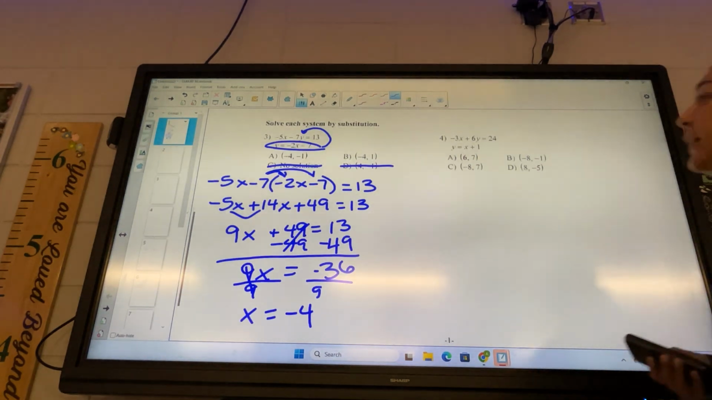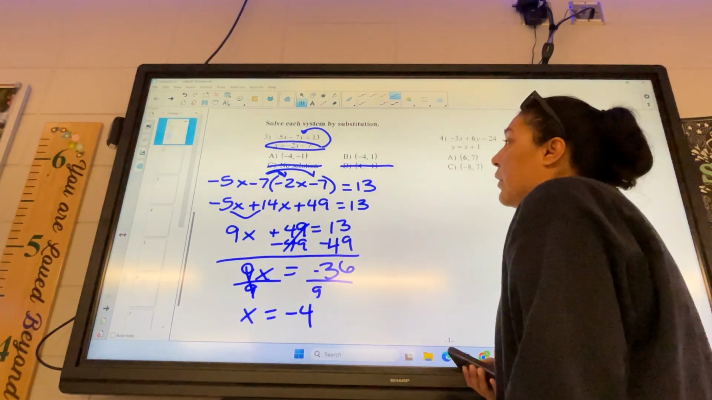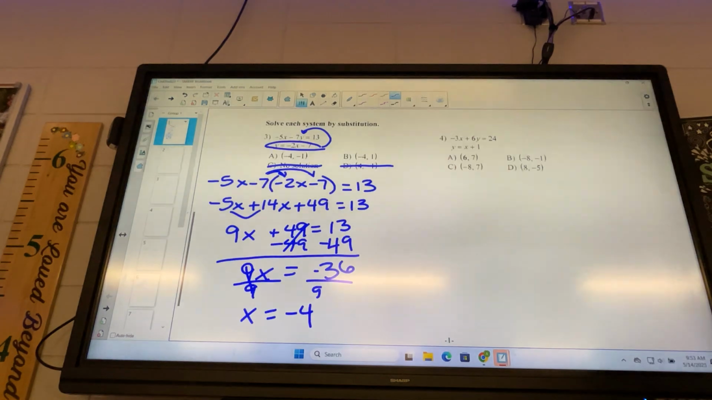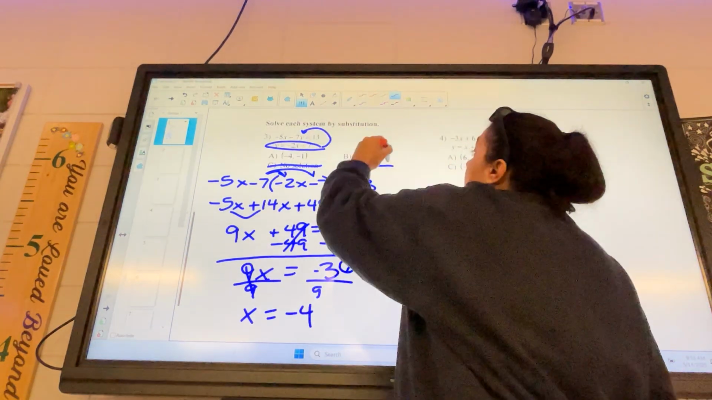But you can plug it back in, so it's really negative 2 parenthesis negative 4 close parenthesis minus 7. What is that when we plug it back in? What is that? 1? So that's going to be B.